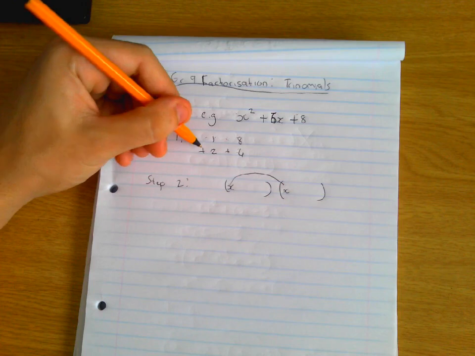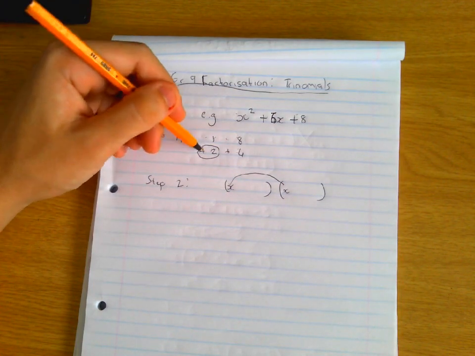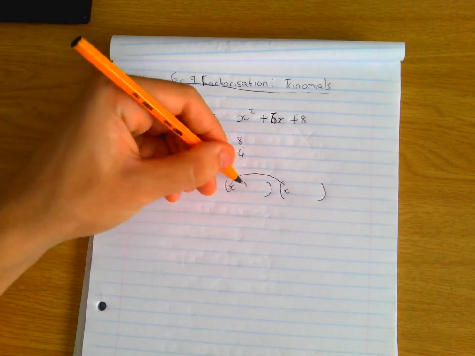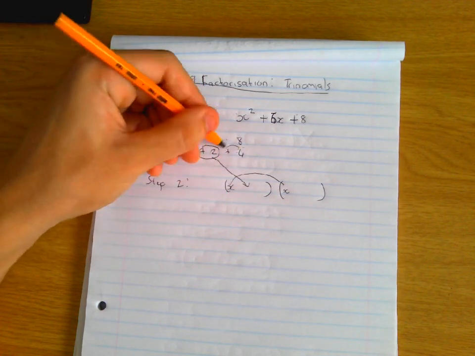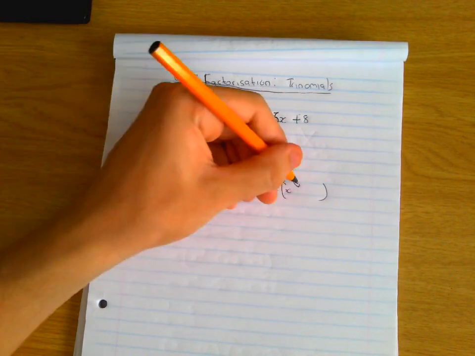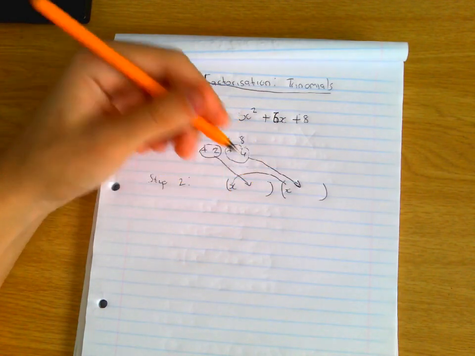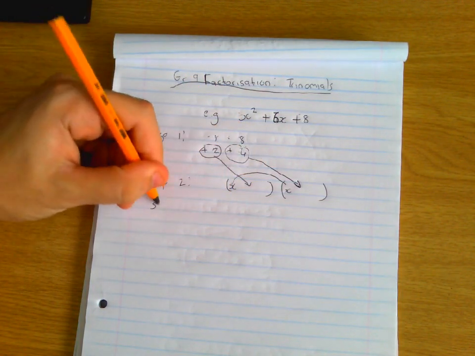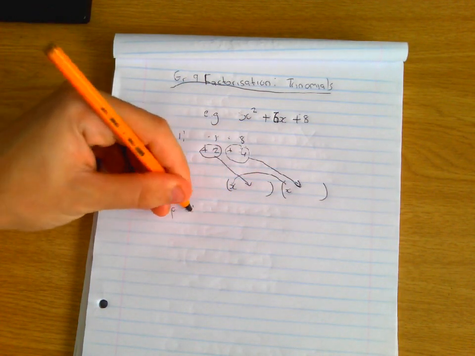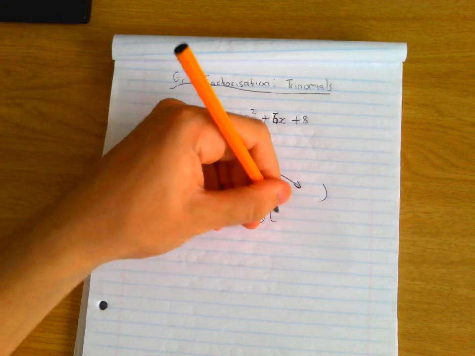Now you'll see I've managed to figure out, 6 is plus 2 plus 4. So the plus 2 will go there, and the plus 4 will go there. It doesn't matter which order it's in. It really doesn't. The plus 4 can go in the first bracket, and the plus 2 can go in the second bracket. So step 3, the answer is x plus 2, x plus 4.